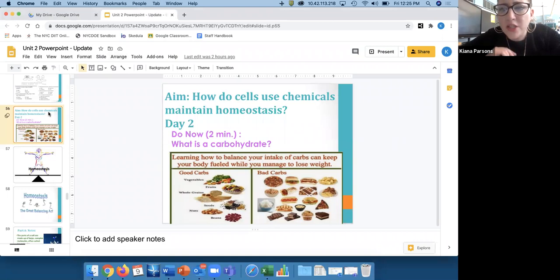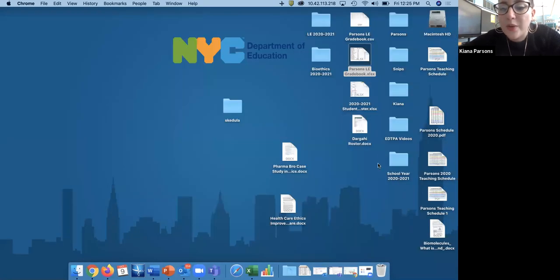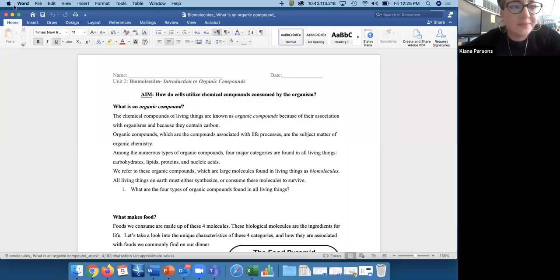I'm going to be showing you a slideshow presentation, so I'm not going to be writing directly, and with the ones that you're going to be seeing on your sheet. So I'm going to go ahead and show you the notes sheet, but our aim today is going to be how do cells use chemicals to maintain homeostasis. And some of the chemicals that they use are known as biomolecules, and that's what we're talking about today.